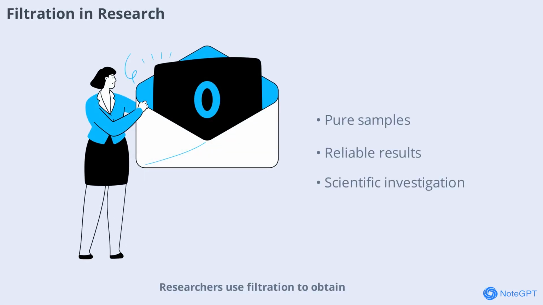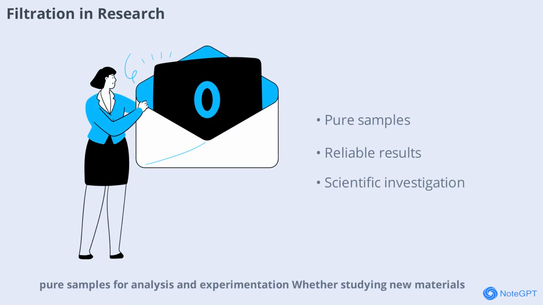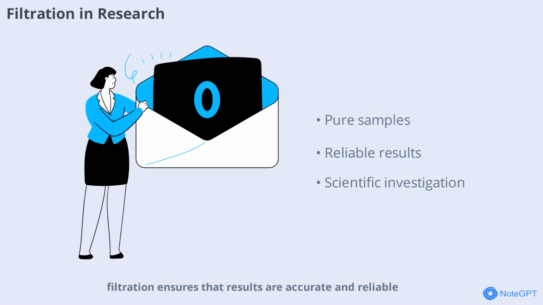Researchers use filtration to obtain pure samples for analysis and experimentation. Whether studying new materials, testing environmental samples, or developing new products, filtration ensures that results are accurate and reliable. It is a cornerstone of scientific investigation.